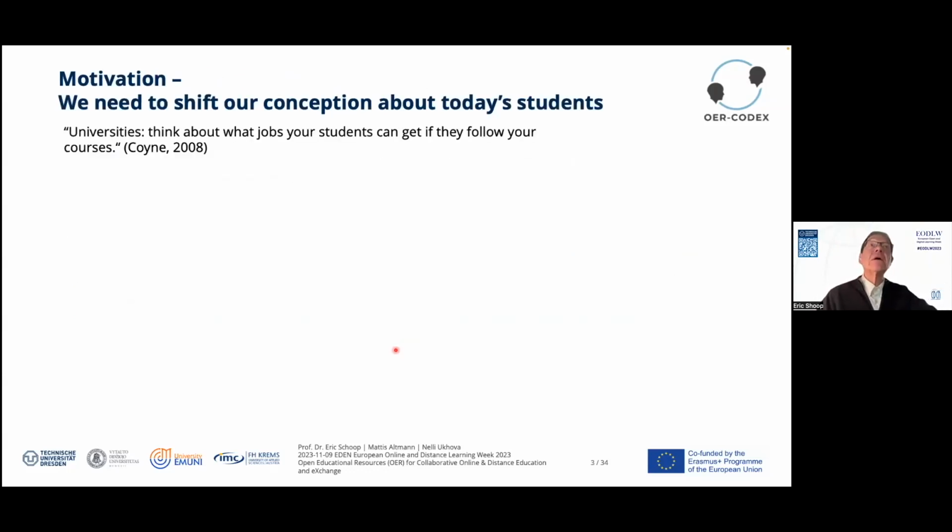And what is the next motivation? We need to shift our conception of today's students. COIL said in 2008: universities, think about what jobs your students can get if they follow your courses. Are they really prepared for the complex and ever more complex demands of society, business, and organizations? What are we teaching? What are we transferring to our students?